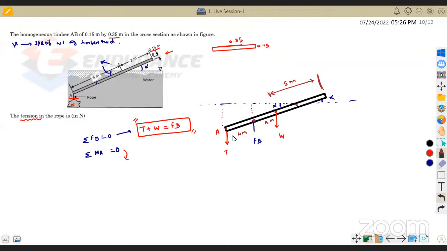Okay, right. Now we need to find out moment about point A. So what should I do? I will do one more thing also. I will name it. Let me take this as C. Let me take this as D. Let me take this as E. Let me take this as F.